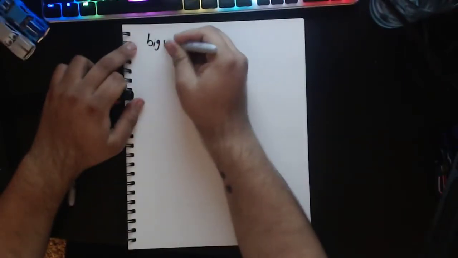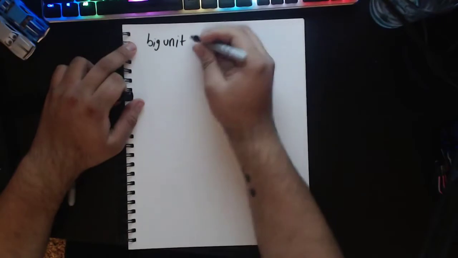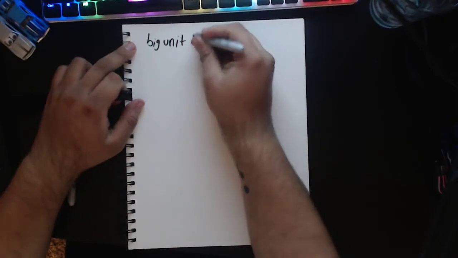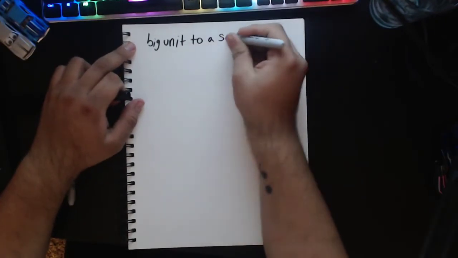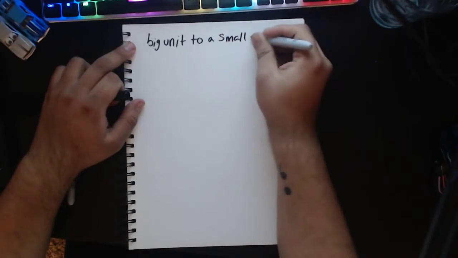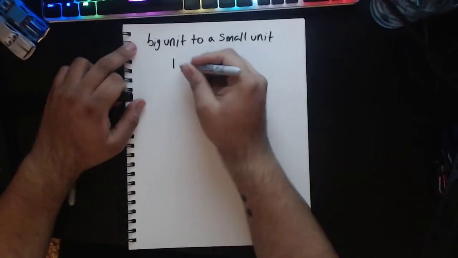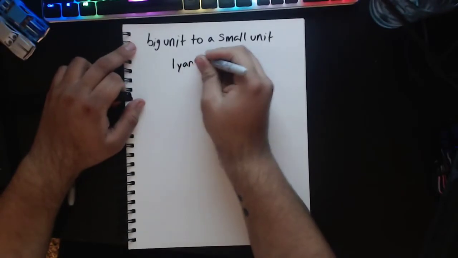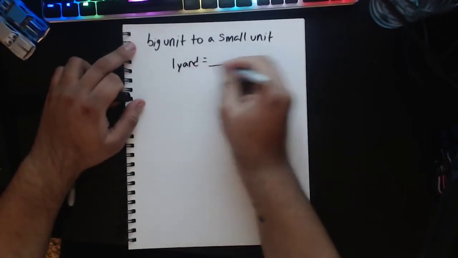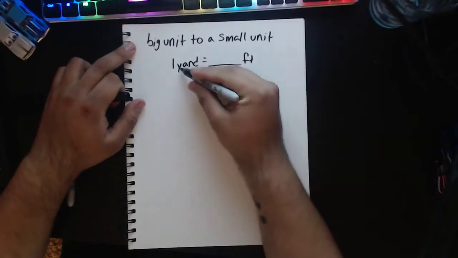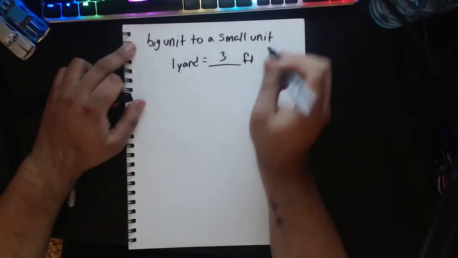Hello everyone, this is lesson 20, converting measurements, going from a big unit of measurement to a small unit. An example of that is if we have 1 yard, which is a big unit of measurement, to feet. Well, we know that in 1 yard we have 3 feet.